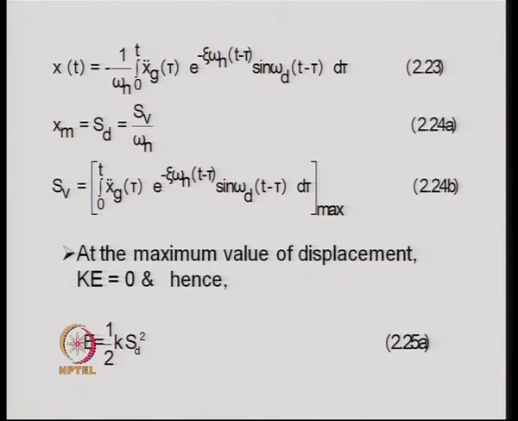Now, this maximum displacement for different values of omega can be plotted for a given damping ratio. At the maximum value of displacement, all of us know that the kinetic energy would be equal to 0, because the maximum displacement condition is equivalent to the 0 velocity condition, and therefore, the entire energy is the strain energy, that is half into k into Sd square. Sd is the maximum displacement. So, the other part of the energy, that is the kinetic energy, turns out to be 0 at the position of the maximum displacement.